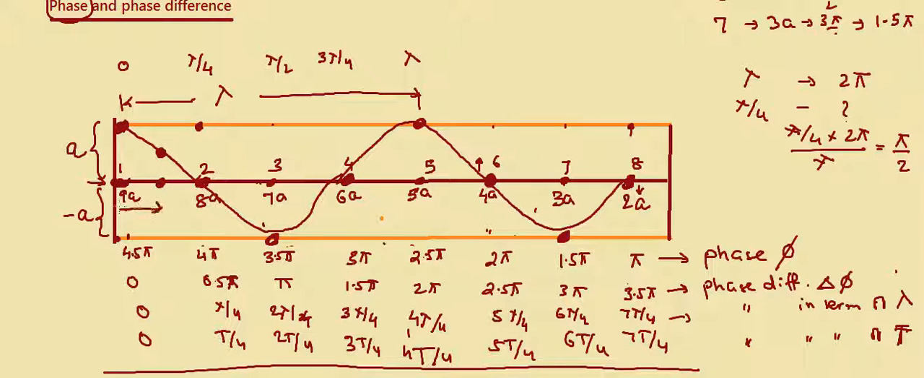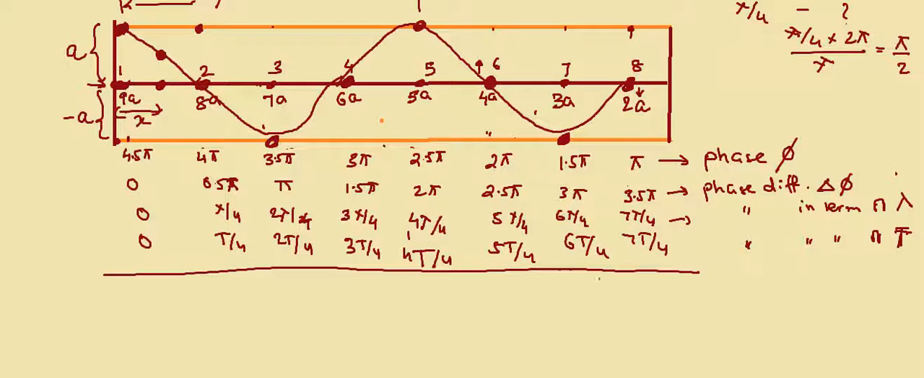And let us say this is at distance x from the origin. So what would be the phase difference? We will use an equation like this: when the distance is lambda, the phase difference is 2 pi. So when the distance of the particle is x, what will be the phase difference? That will give me delta phi is equal to 2 pi by lambda into x.